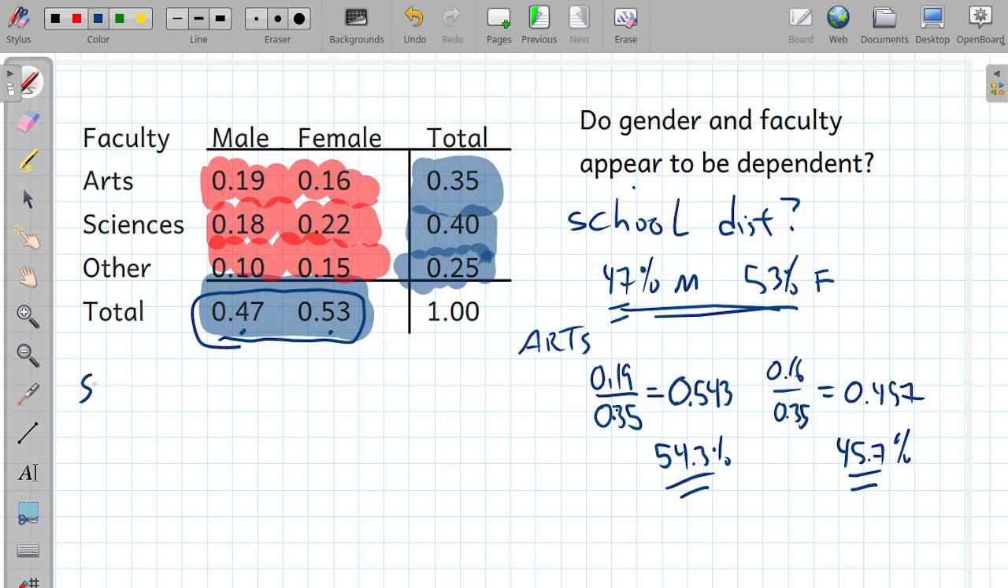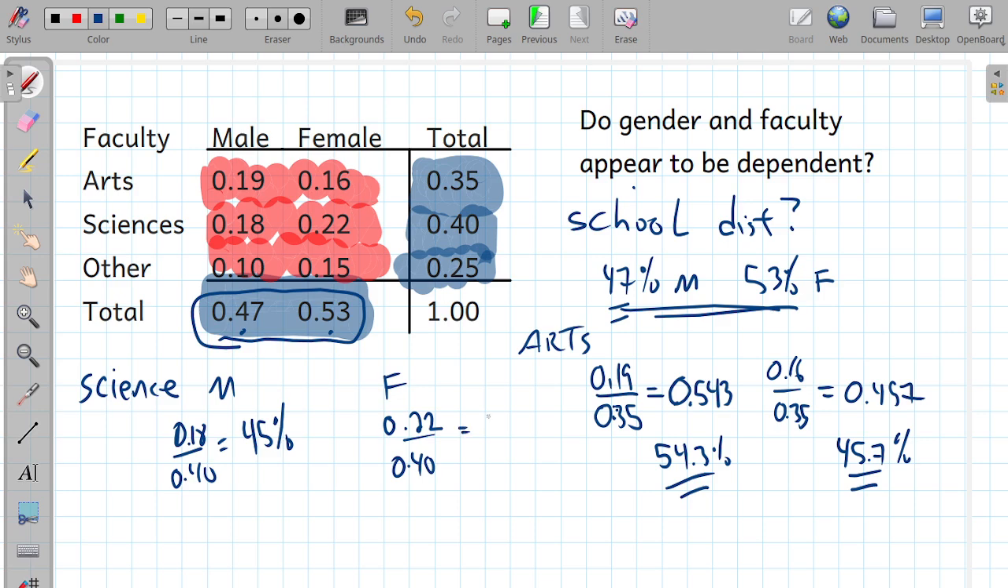Let's look at sciences. We look at the faculty of science. Well, we need to check males versus females. So here we have 0.18 divided by 0.4. And here we have 0.22 divided by 0.4. Now let's see what these translate into. 0.18 divided by 0.4 is 45%. I'm just going to write it as percent this time. And that should mean that 55% is over here, right?